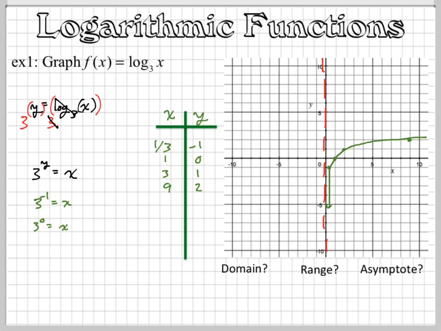Now, what is this asymptote? How would you define it? X equals. Very nice. Okay, trying to catch you guys there because last time it was y equals. For exponential functions, it's y equals. For logarithms, it's x equals.